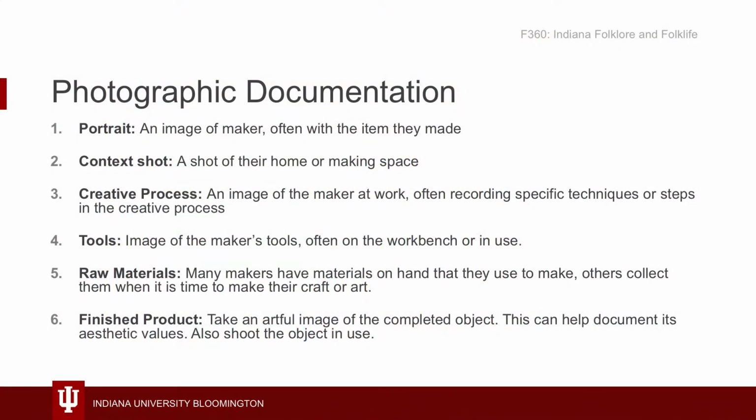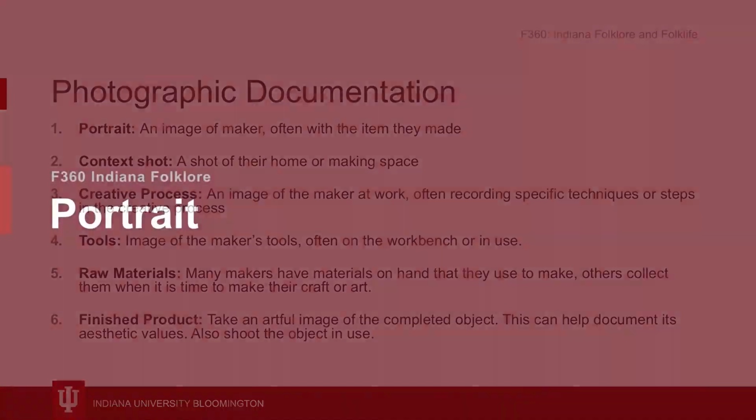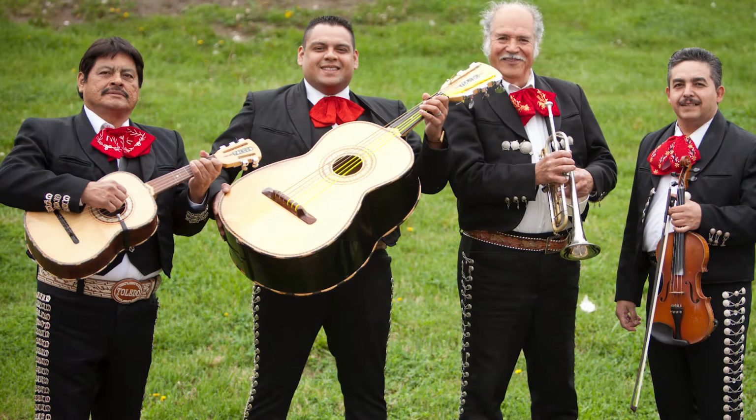So I have 6 different types of images that I like to collect when I'm in the field. First is a portrait. Make sure you get a nice picture of the maker. It can be just a headshot of them, a nice image that they're actually happy with how they look in it, but also maybe one with the object that they've made. A way for you to make sure you put the two things together.